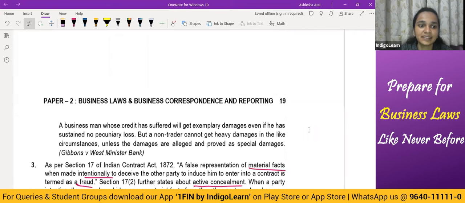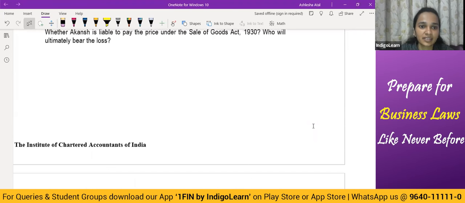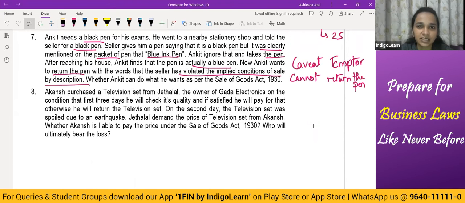So again, a very simple question. If you look at all the questions which we have done till now, all the questions are very simple, based on some examples, based on some case studies, which you will understand only when you are conceptually very clear with the provisions. Let's move on to the next question.